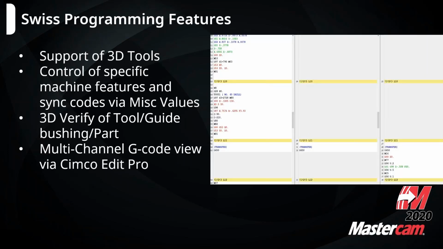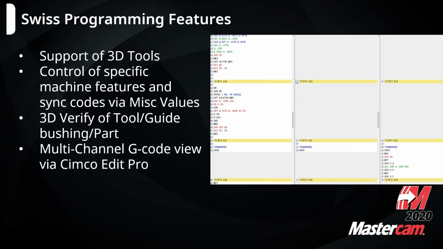And then lastly is the multi-channel G-code view with Simco Edit Pro. Chris from Mastercam also let me know that is now supported in the Code Expert that's built into Mastercam. So you don't absolutely need Simco Edit Pro for the multi-channel viewing, but we've all used it here for years, and the backplot is also a nice feature.